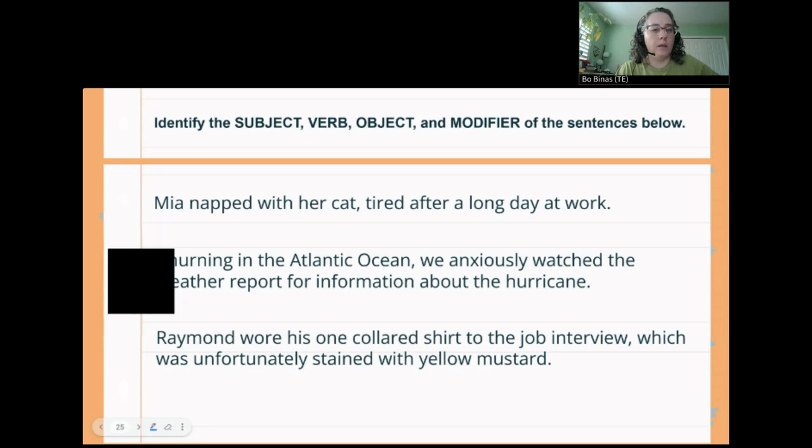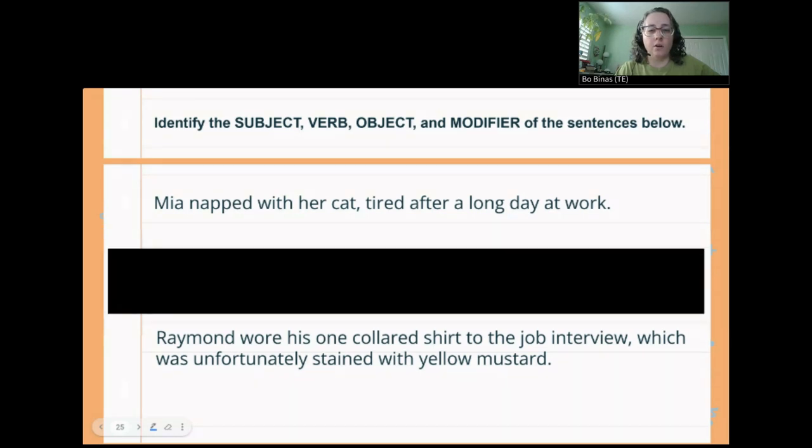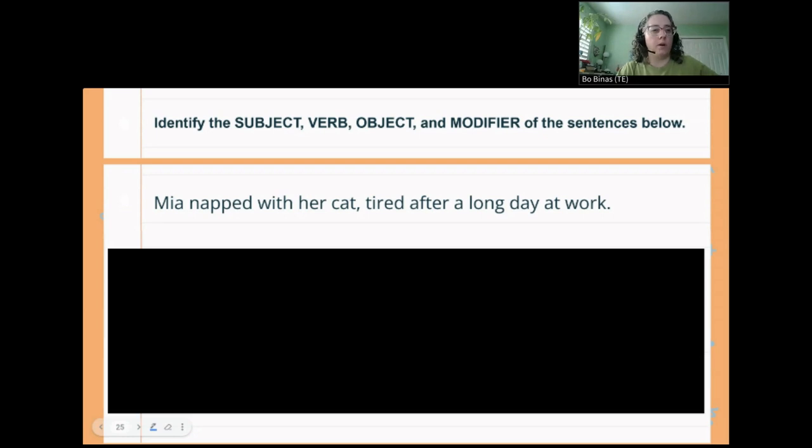Okay. So let's take a look at that first sentence on the board. Mia napped with her cat, tired after a long day of work. So how's this sentence sound? Say it out loud if you need to. Mia napped with her cat, tired after a long day at work. Does it sound okay? Does it sound a little off? We got a thumbs down. Okay, something sounds a little wrong, right? You might not know what it is yet, and that's okay. But it just sounds or feels off.